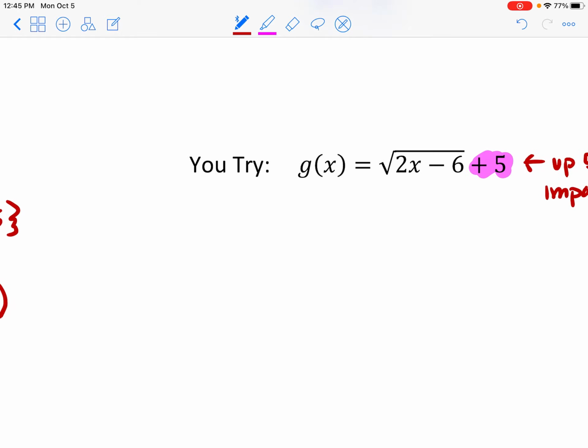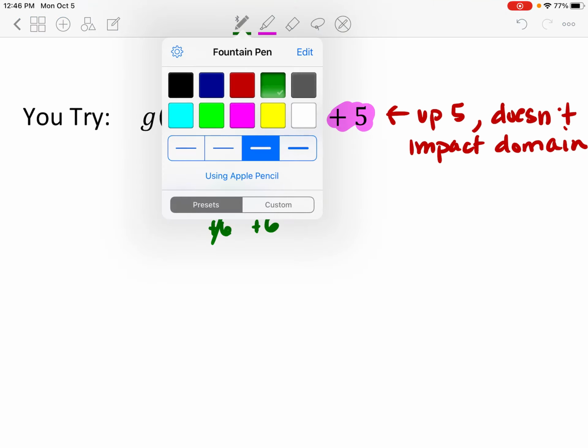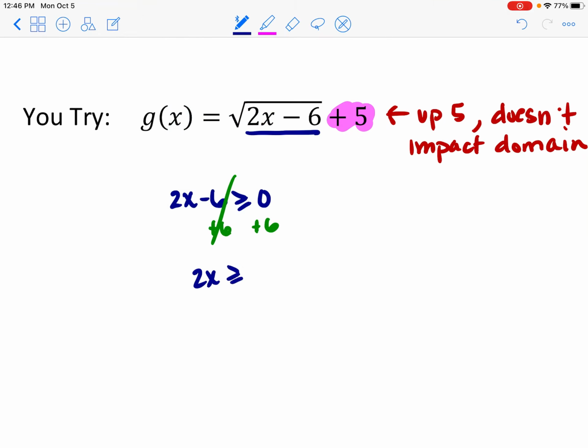Okay, same thing here. I just need to make sure that my radicand, my 2x minus 6, is at least 0. So if I add 6 to both sides, then I know that 2x has to be at least 6. And if I divide both sides by 2, then I know x has to be at least 3. So these x values have to be greater than or equal to 3.